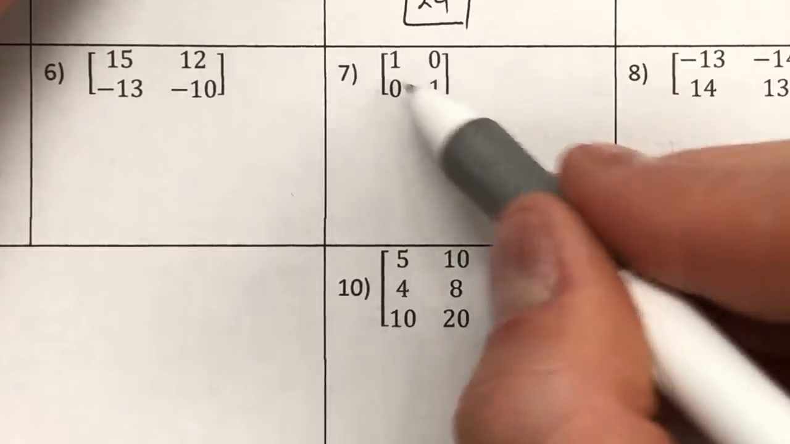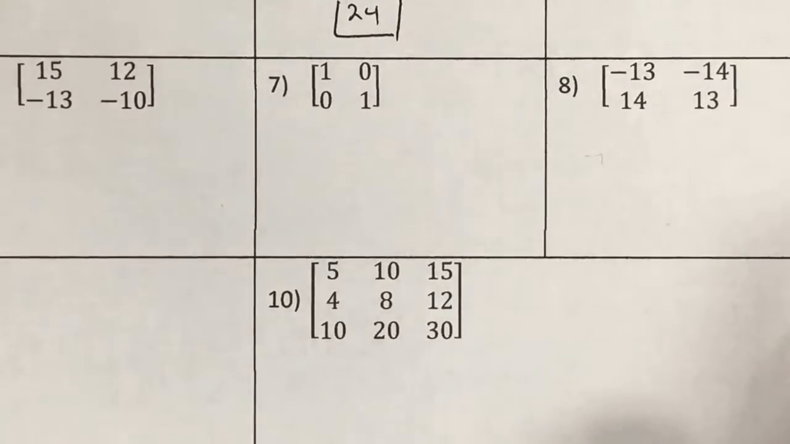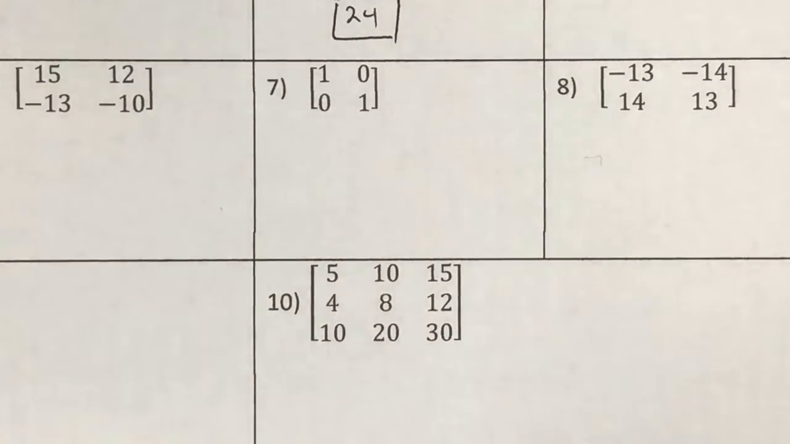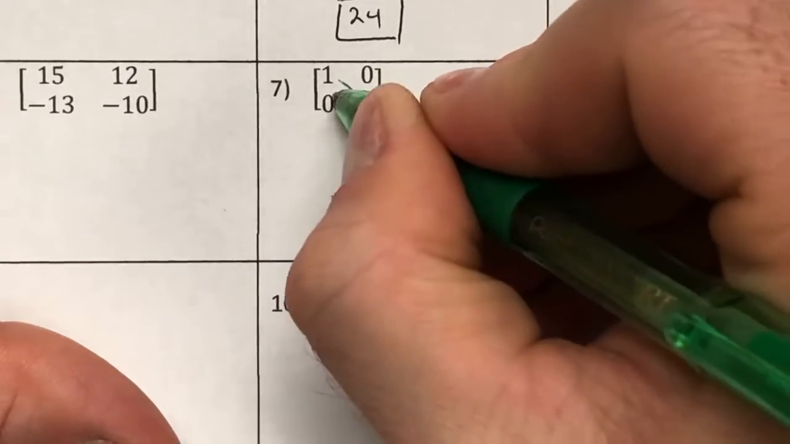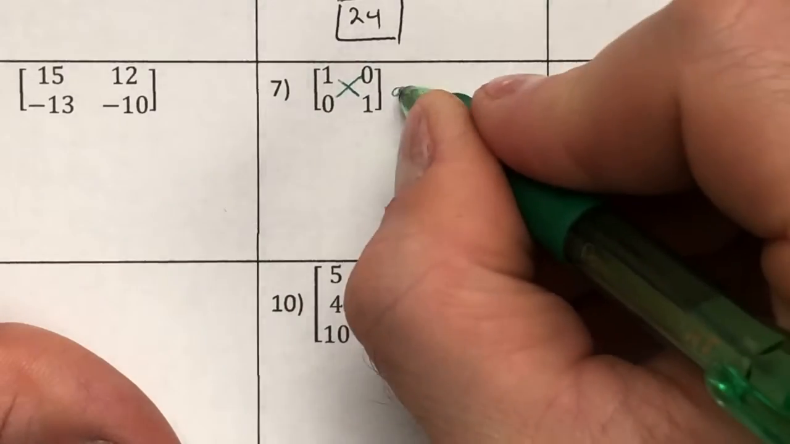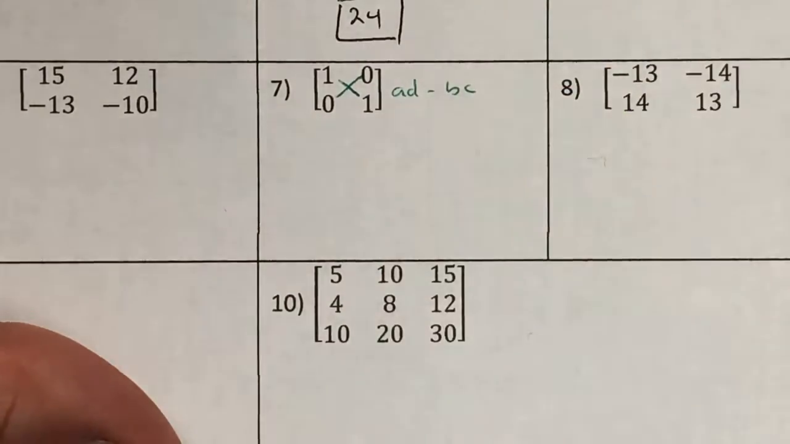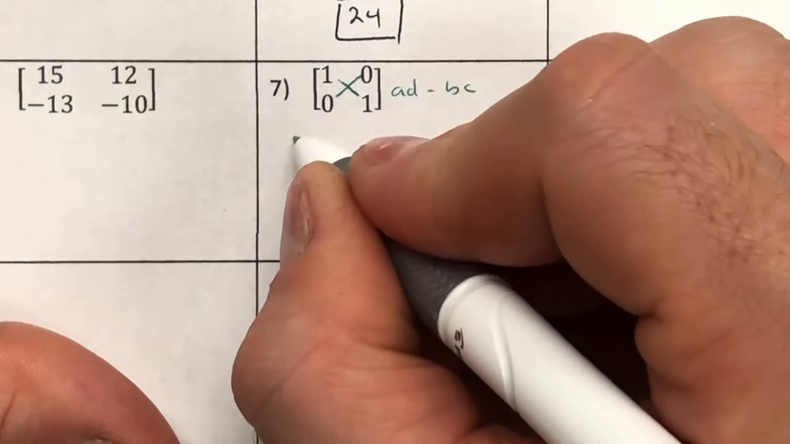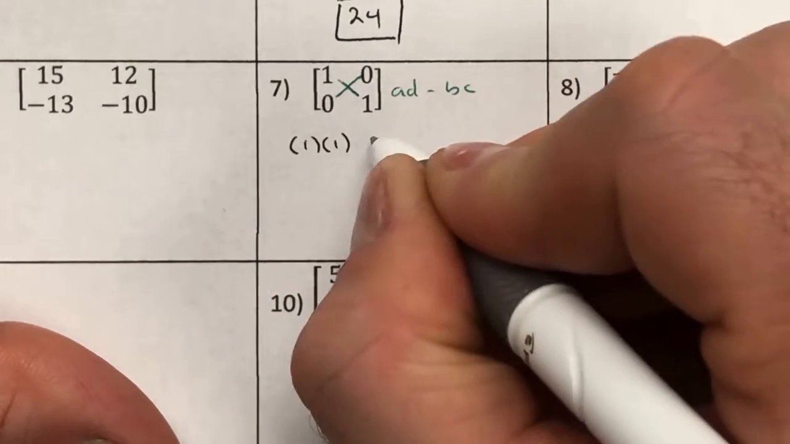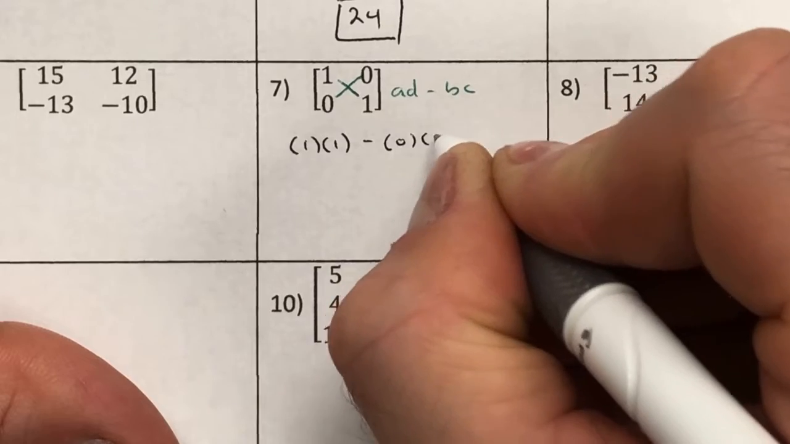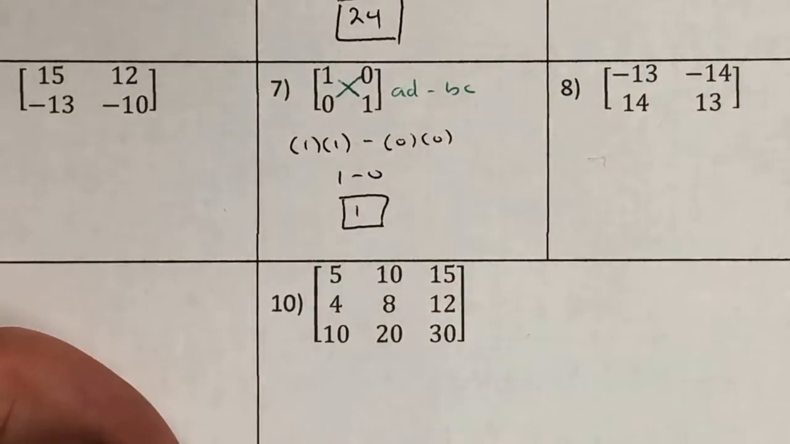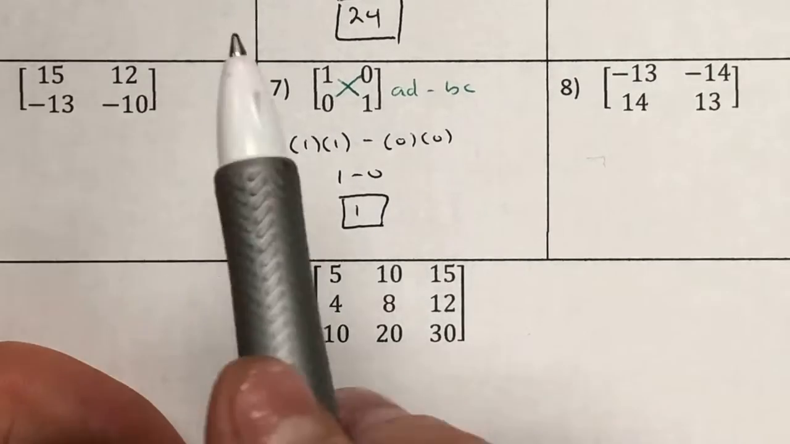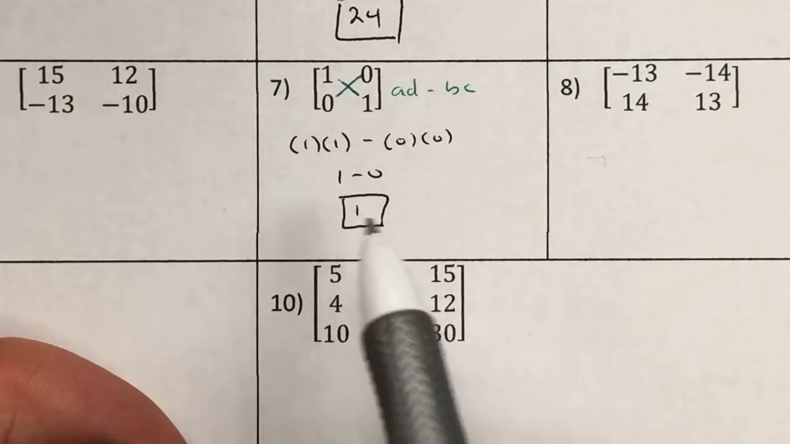Number 7 is the identity matrix. So a question that we might ask ourselves is, what would the determinant of an identity matrix be? Well, we know it's AD minus BC. So now A times D is 1 times 1, minus BC is 0 times 0. So that's 1 minus 0, which is 1. So it's an interesting question to ask; the determinant of an identity matrix is 1.